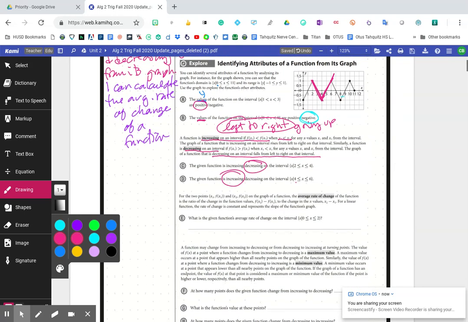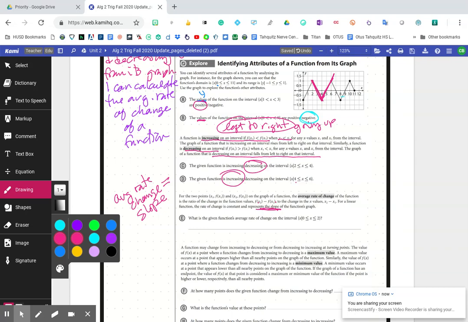For 2 points, x sub 1, f of x sub 1, and x sub 2, f of x sub 2 on the graph of the function, the average rate of change of the function is the ratio of the change of the function values, your y's basically, to the change in the x values. For a linear function, the rate of change is constant and represents, big deal, the slope. So this is actually a big deal. Put this in the left-hand column: average rate of change is the same as slope. Okay, that's pretty much all of calculus right there.